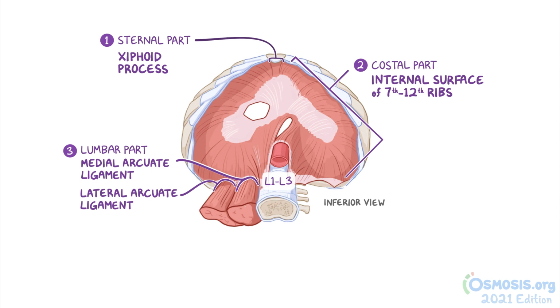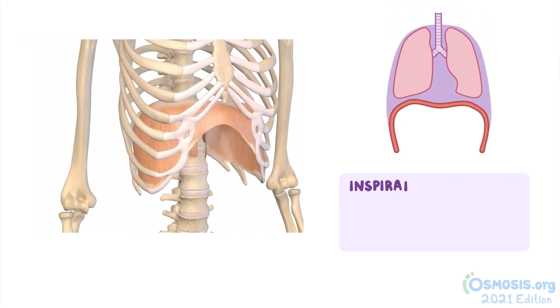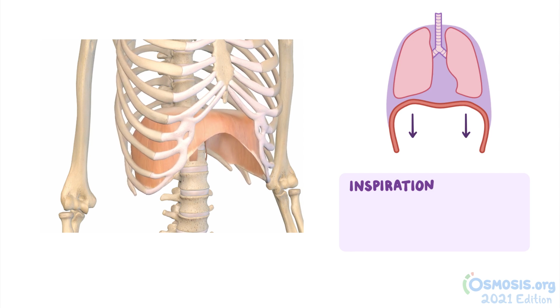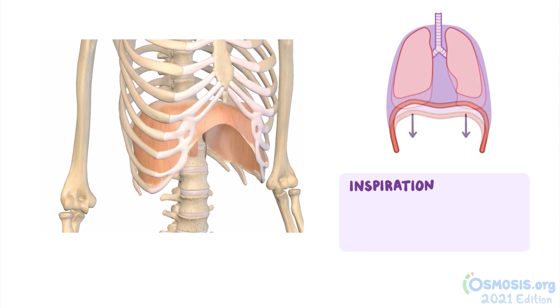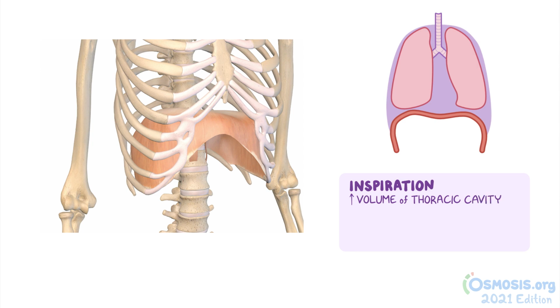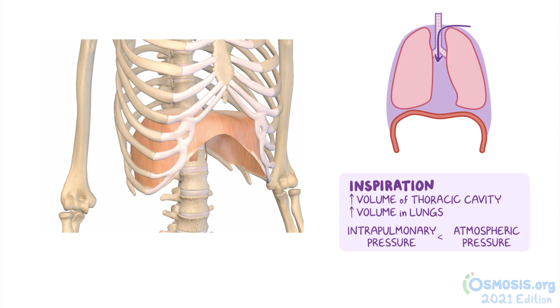Now, the diaphragm is the chief muscle for inspiration, meaning that when it contracts, it helps us breathe in. During contraction, the central portion of the diaphragm depresses, increasing the volume of the thoracic cavity, which in turn increases the volume in the lungs. This makes the intrapulmonary pressure fall below the atmospheric pressure, creating a partial vacuum that allows fresh air to be sucked in.